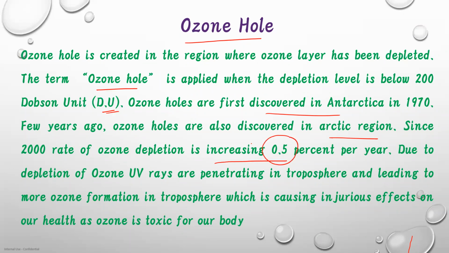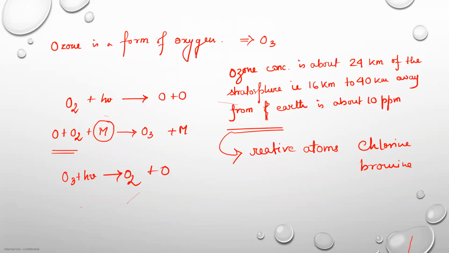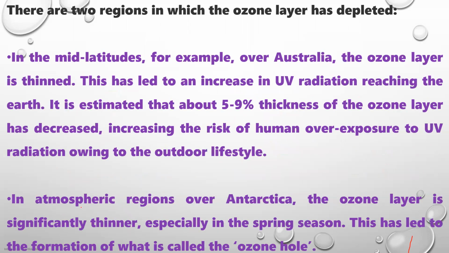See, 0.5% per year. Due to depletion of ozone, UV rays are penetrating in troposphere and leading to more ozone formation in troposphere, which is causing injurious effects on our health as ozone is toxic to our bodies. When ozone is away from us in the stratosphere, it is very good. But when ozone is accumulating in the troposphere, it is coming more near to us. It is very, very toxic to us as well. This is what we had just discussed.